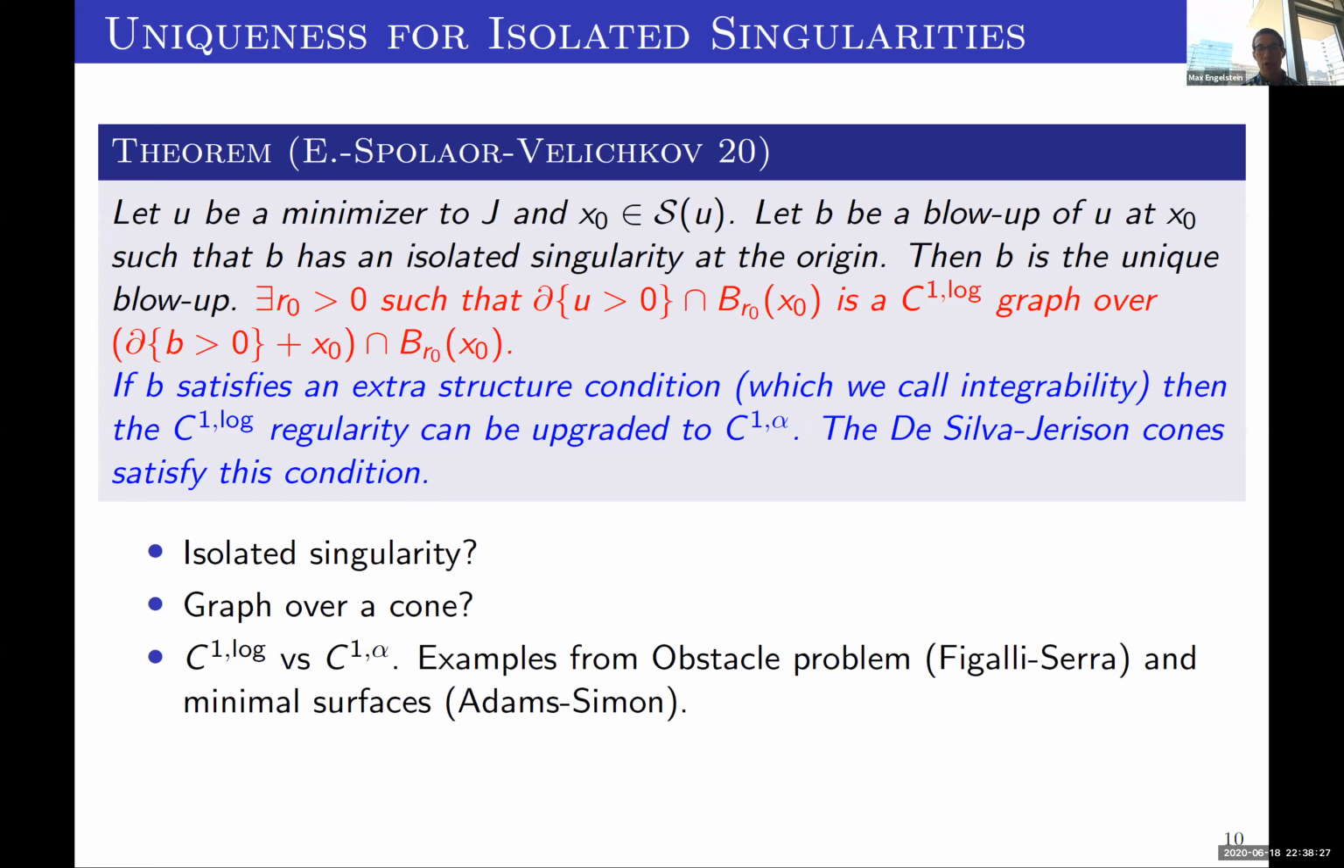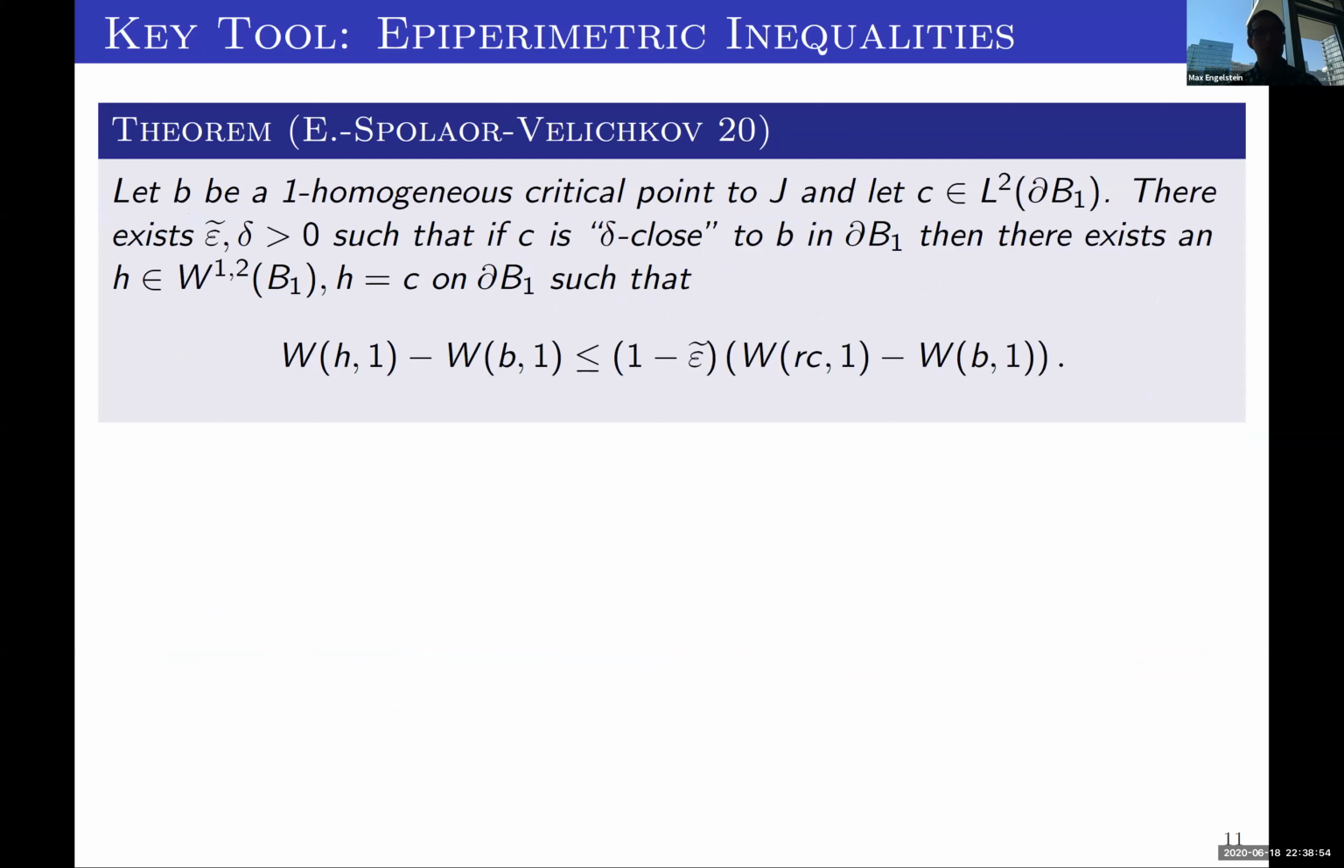Maybe I'll skip this discussion of parameterization because I think I'm running a little bit behind. Okay, so what's my key tool here? My key tool is something called an epiperimetric inequality, which is a little bit complicated, so let's go through it slowly.